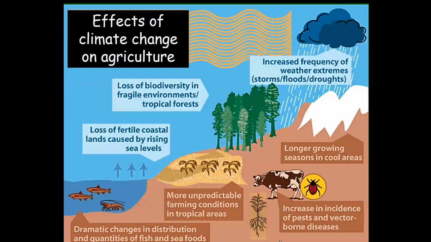Now, we all have heard of the effects of climate change on agriculture, and this slide just shows some of them. The more important ones: the loss of biodiversity in fragile environments, the loss of coastal lands caused by rising sea level, unpredictable farming conditions, and then what we have experienced personally are the droughts. Some of us have even experienced other weather extremes, huge storms, floods, hurricanes, etc. But the one which is relevant to today's talk is the increase in the incidence of pests and vector-borne diseases, as far as that is going to influence food security.